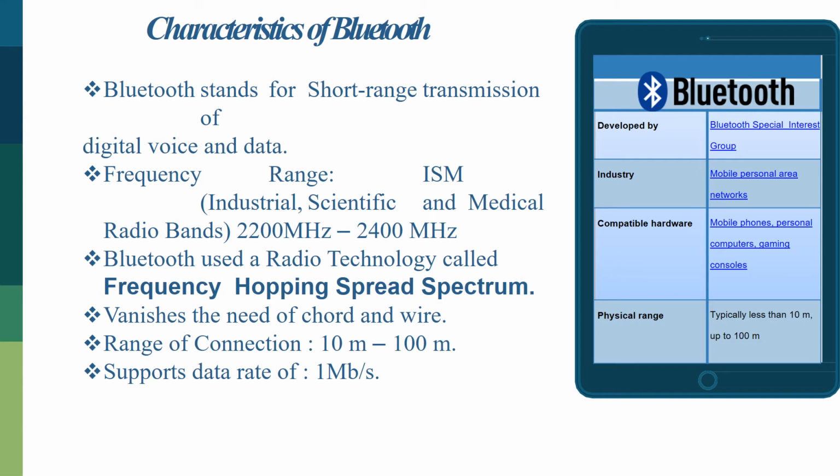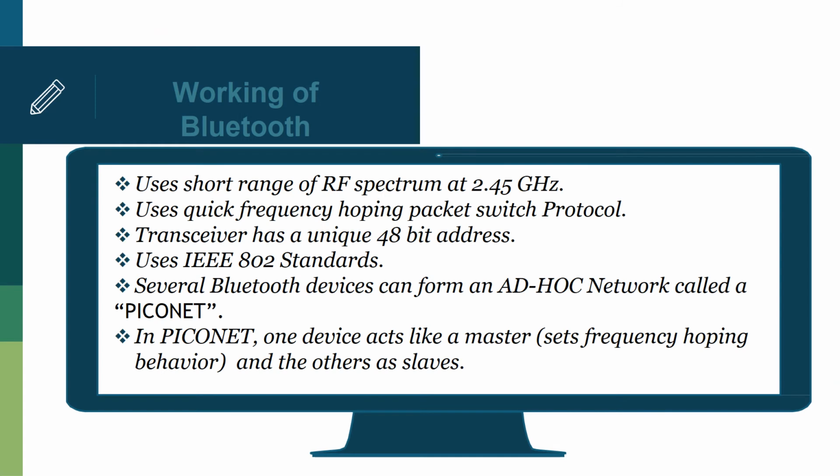So these are the characteristics of Bluetooth, and the compatible hardware is, take for example, you have Bluetooth now in various devices across. Take for example your mobile phone, the computer, as well as the gaming console, and it is developed by the Bluetooth Special Interest Group. So working of Bluetooth: it uses a short range RF spectrum at 2.45 GHz, and it uses the frequency hopping packet switch protocol, and the transceiver has a unique 48-bit address. It uses mainly the IEEE 802 standard.